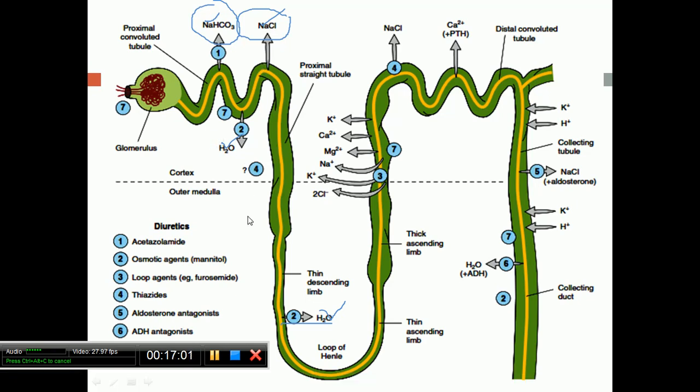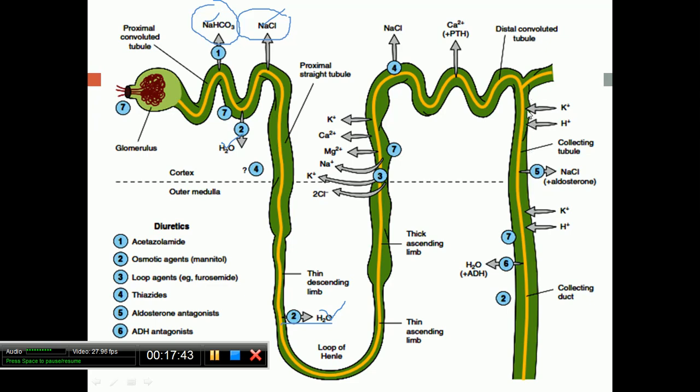Then at the ascending thick limb of the loop of Henle, there are many ions being reabsorbed. For example, chloride, then potassium, sodium, magnesium, and calcium. Then there is the distal convoluted tubule. The distal convoluted tubule has sodium chloride. Then calcium is being reabsorbed.